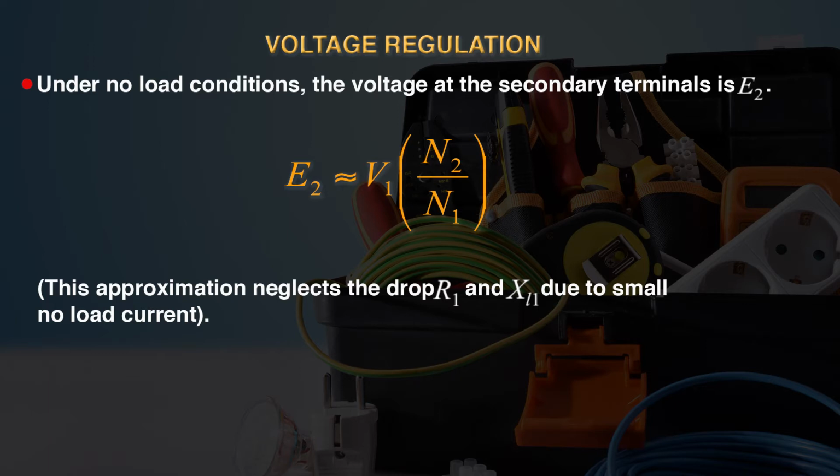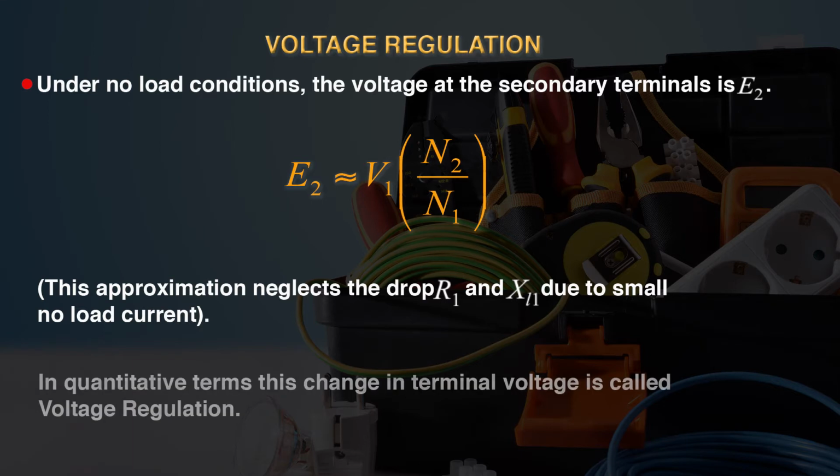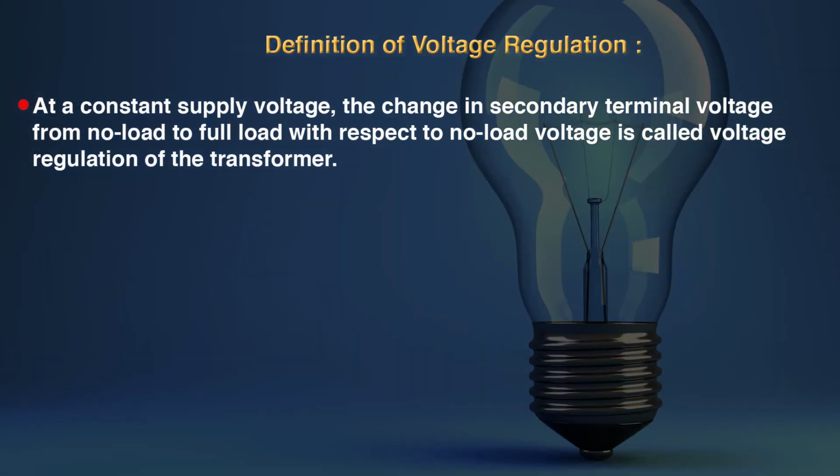As you know, as load is applied to the transformer, the load current or the secondary current increases. So the primary current I1 also increases, and due to this current there is a voltage drop in the primary and secondary resistances and leakage reactances, and as a consequence the voltage across the output terminals or the load terminals changes. In quantitative terms, this change in the terminal voltage is called voltage regulation. So at a constant supply voltage, the change in secondary terminal voltage from no load to full load, with respect to no load voltage, is called the voltage regulation of the transformer.